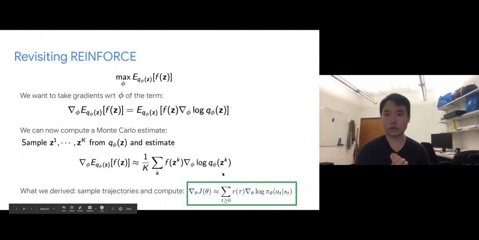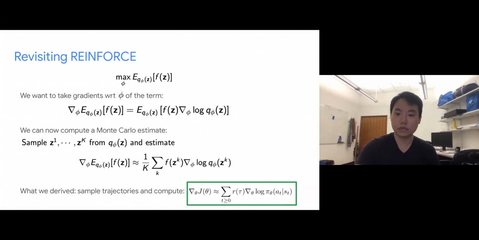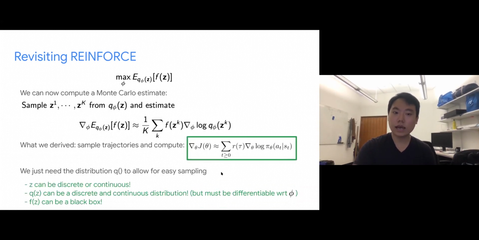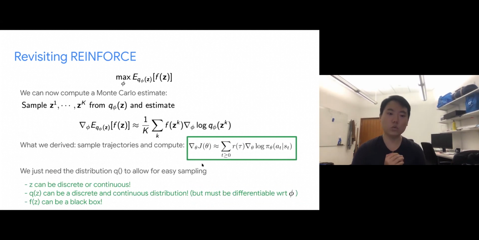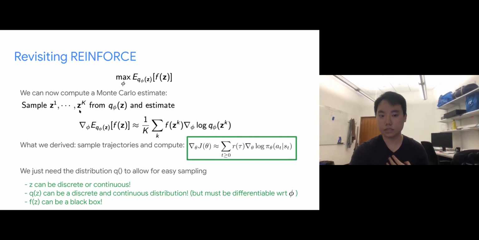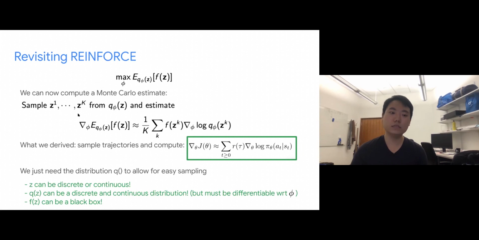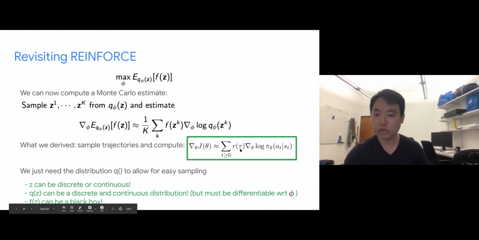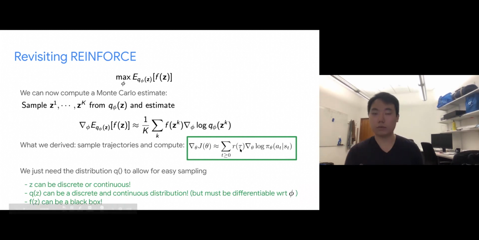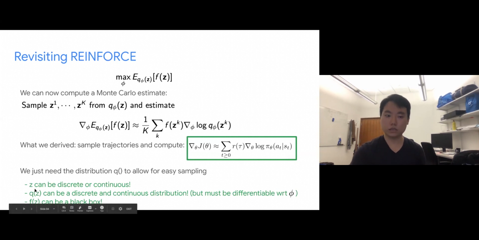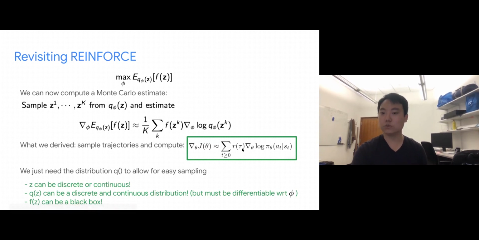So the REINFORCE estimator, as we've derived, is a very general estimator for these stochastic optimization problems. The good thing is that we just need a distribution Q that allows for easy sampling. As long as you can sample all these z's, you're good. So my z can be discrete or continuous, right? In our case, our z's, which are trajectories, are actually discrete actions being sampled at each time step. Q of z, the distribution over your z's, or in our case, the distribution over trajectories, can also be discrete or continuous.